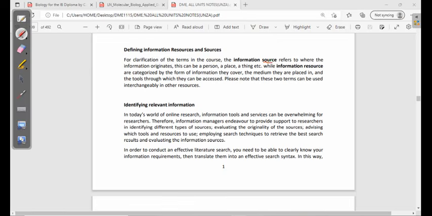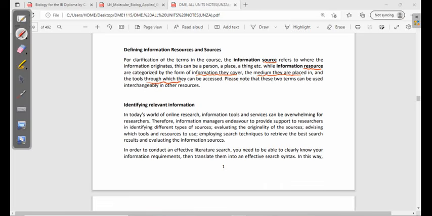Information source is simply where we are getting the information, where it is originating, where it's coming from. But information resource is more of an asset from which we get information. It can be an asset of an institution or an organization. Information resources are categorized by the form of information being covered, the medium in which they are placed, and the tools through which they can be accessed. So that would now be a resource.